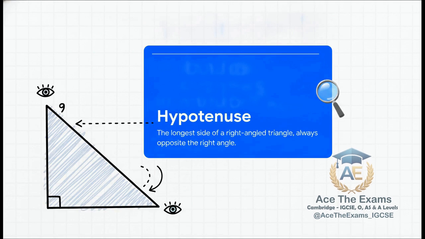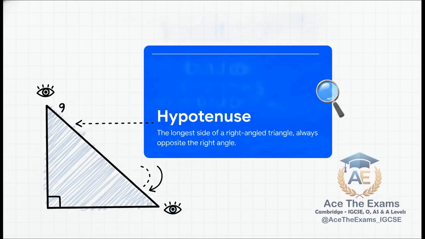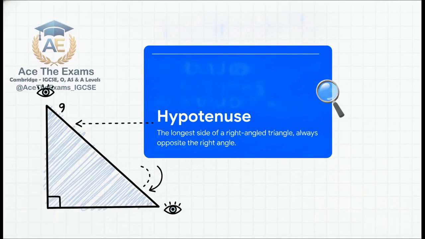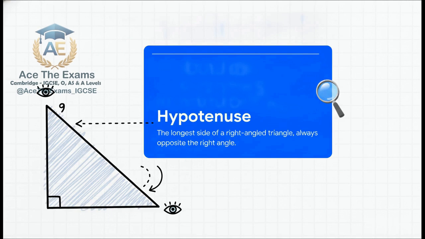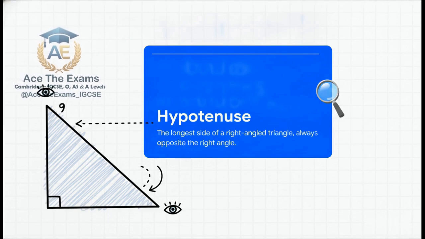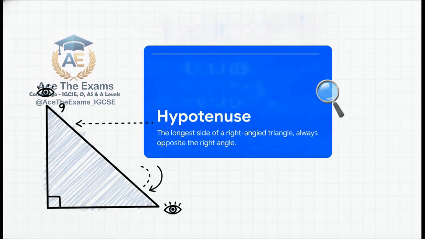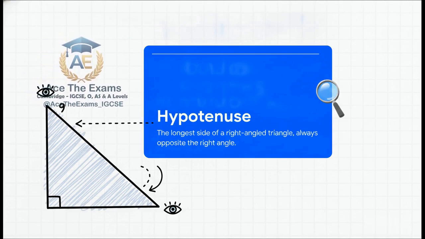The hypotenuse is your constant. It is always, without fail, the longest side, and it sits directly across from the 90-degree right angle. Honestly, you can't miss it. But the other two sides, the opposite and the adjacent, well, they are entirely relative. Think of them as shapeshifters. Their names depend completely on which corner angle you happen to be looking from.